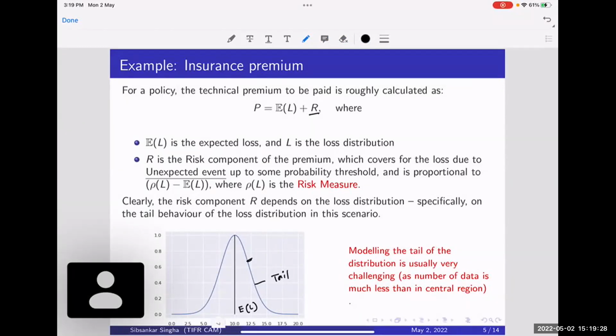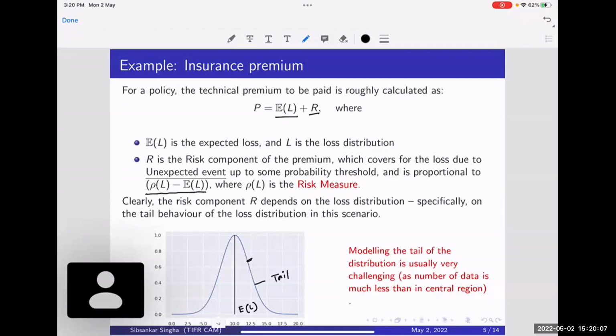So here we put the expectation of the loss plus a risk component, and the risk component is proportional to rho of L minus the expectation of L, where rho of L is the risk measure. Now, the risk measure is a function of the distribution. More specifically, it depends on the tail of the distribution. But modeling the tail is very challenging, because whenever we have data, most of the data is toward the central region. We have very little data towards the tail. That's why it is very challenging to model this.